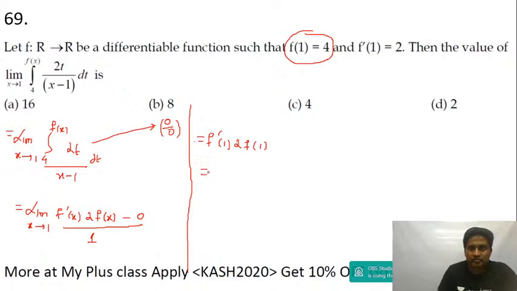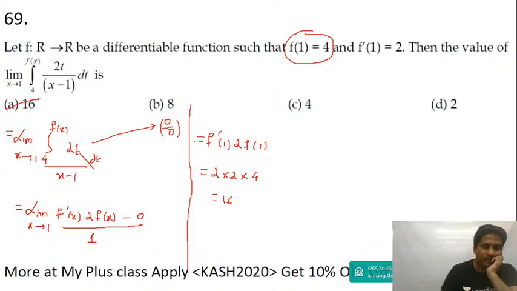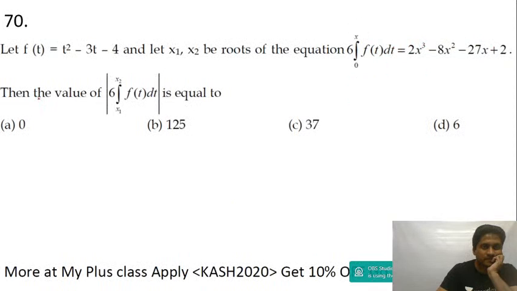Now what is f dash of 1? F dash of 1 is equal to 2 plus 2, and f of 1 will be equal to 4. You multiply, you get plus 16. That's the first option, isn't it, guys? Yes. Answer will be equal to option A only. Let's move to the next question, guys.